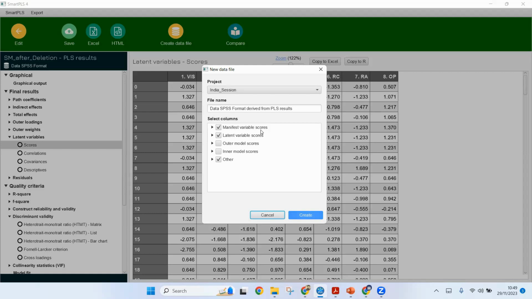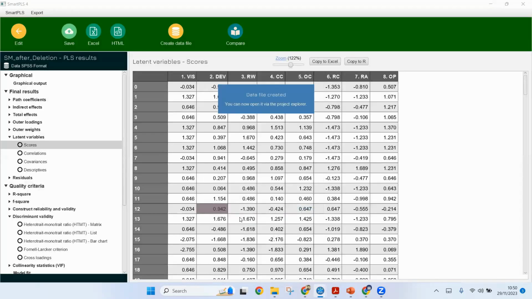Like, let's say I asked the respondent, I like my job. So this is a direct question measuring the latent variable of organizational commitment. Now you click manifest variable, you click latent variable scores. Obviously, we need this. And then any other demographic, if it had, it will include that as well. Create, and your data set is now created. But where is it?